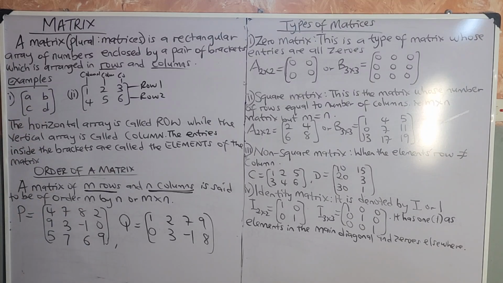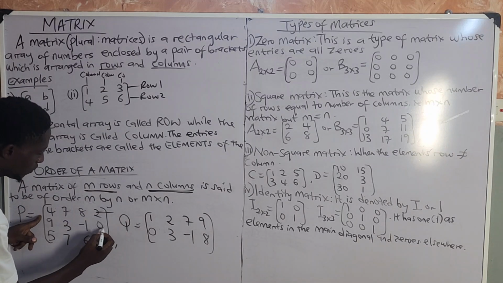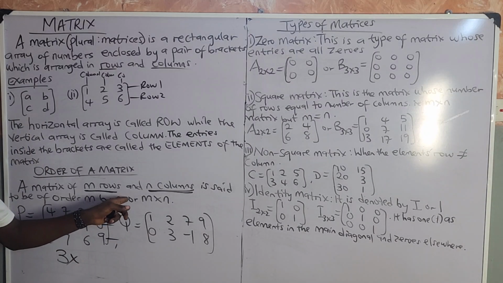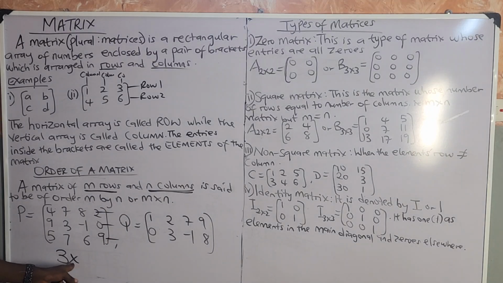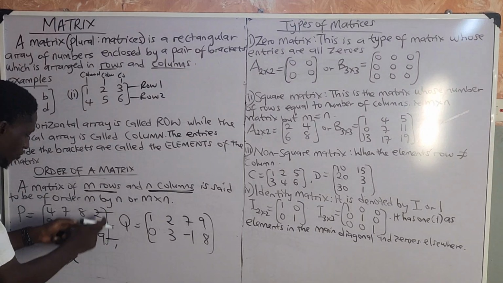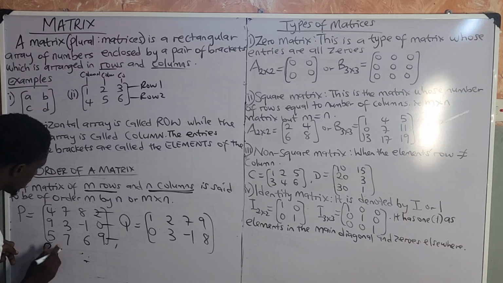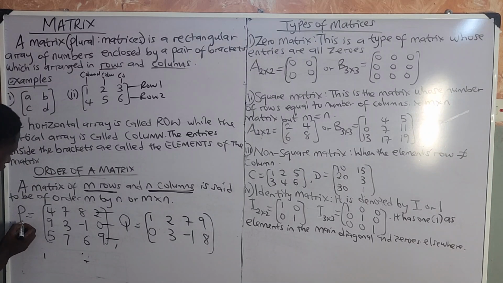For example, if you are asked the order of this matrix, you start from the row first. This is row 1, row 2, row 3. That is 3 by something. So this is 3 by. This times means 3 by. So let's count the columns there: 1, 2, 3, 4. So the order of this matrix P, we can write it as P is equal to 3 by 4 matrix. It means that it has 3 rows and 4 columns.